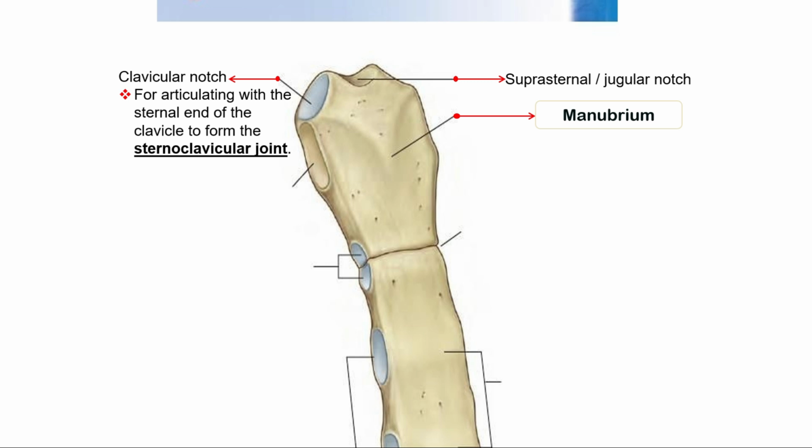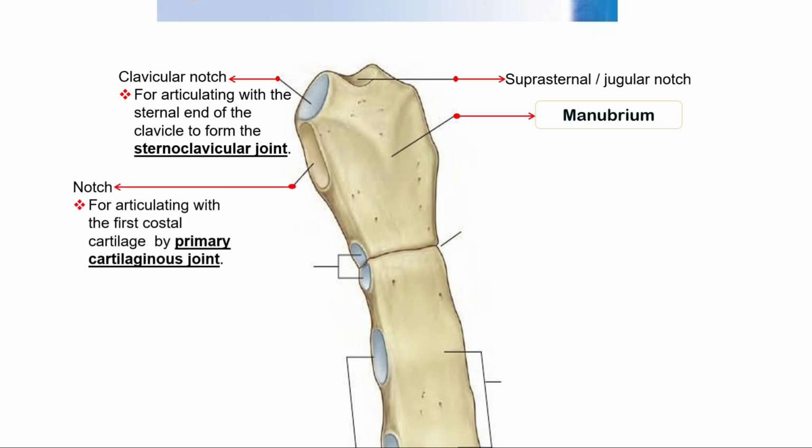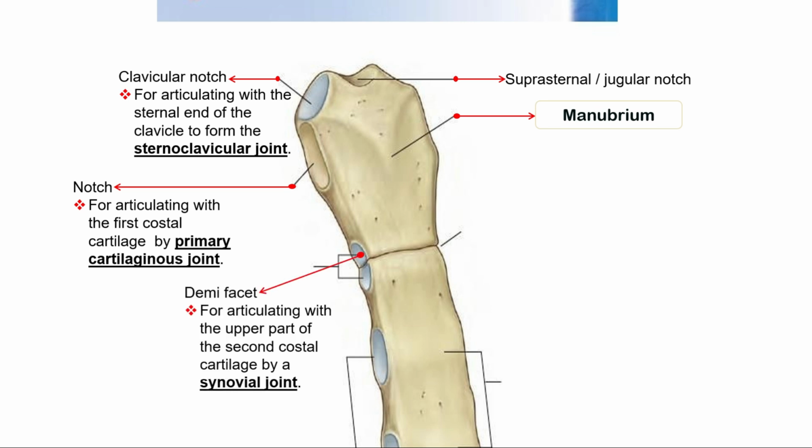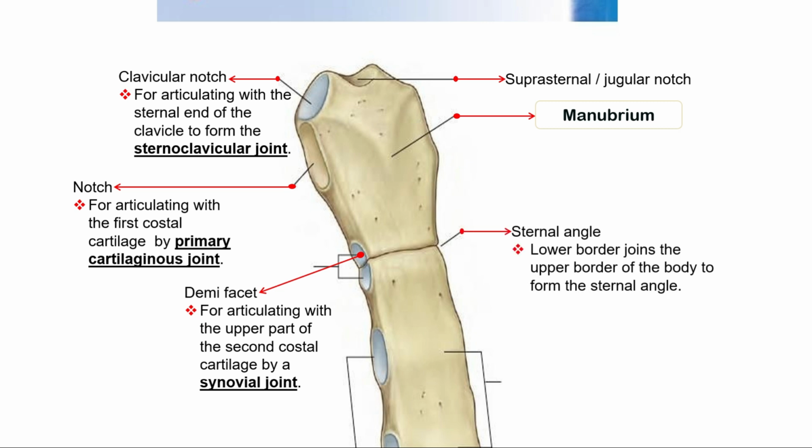It also articulates with the first pair of ribs. Therefore, it has a notch for articulating with the first costal cartilage. That means it is from the first pair of ribs to form the primary cartilaginous joint. It also has a demifacet for articulating with the upper part of the second costal cartilage. That means the manubrium articulates with the first pair of ribs, but also with the upper part of the second pair of ribs. At its lower border, it joins the upper border of the body to form the sternal angle.